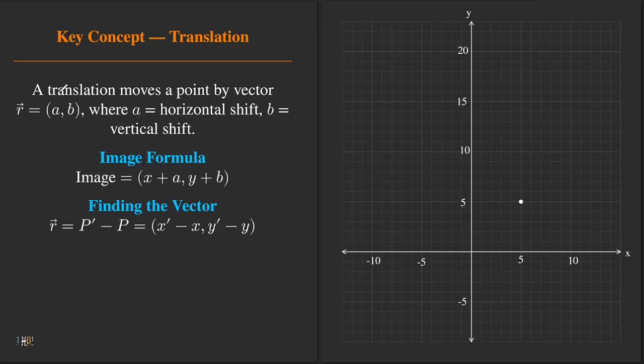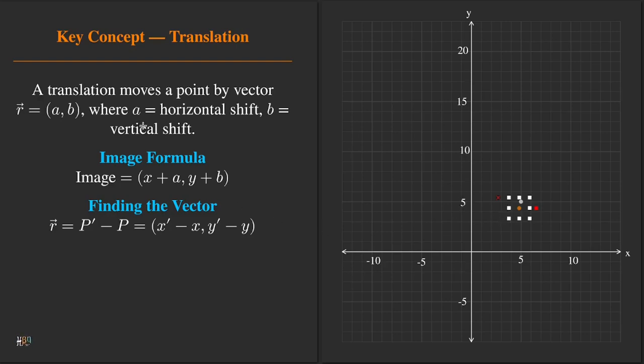When we talk of translation, it simply moves a point by a vector. Let's take this point which has coordinates 5, 5. Now if we are saying it is undergoing a translation, then we simply mean it is going to move. If it moves this way, it has been translated. If it moves this way, it has been translated. Any movement it makes, it has undergone a translation. Now how it moves is determined by what we call the translation vector.